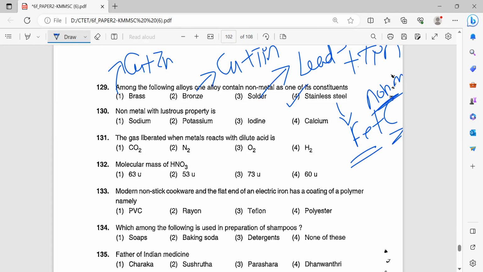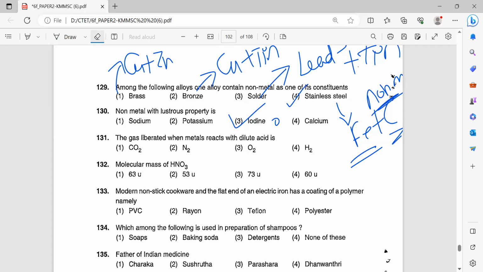Next, 130th question. Non-metal with lustrous property. So which is the non-metal which has a lustrous property? Sodium is a metal, potassium is a metal, calcium is a metal and iodine is a non-metal. Among these, iodine is a non-metal which has a lustrous property. Along with iodine, diamond is also a non-metal. Diamond is an allotropic form of carbon, right? So diamond is also a shining non-metal.